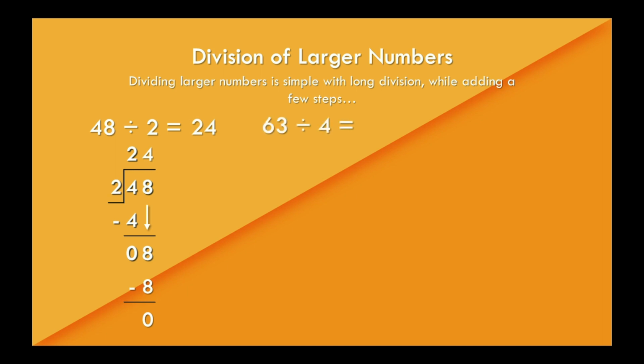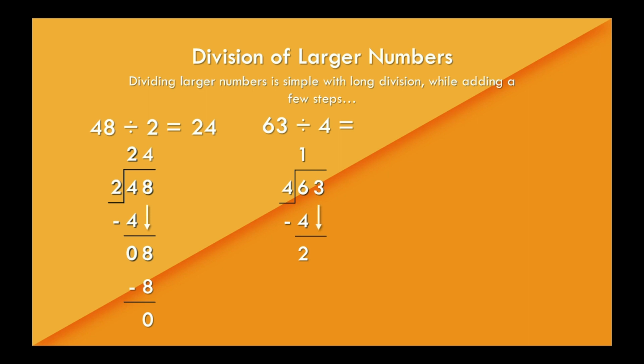63 divided by 4. We write 63 divided by 4 in the long division form as normal. 63 inside, 4 on the outside. We know this by now. We look at 6 to begin with. Now the closest to 6 we can get in the table of 4 is 4. 4 times 1 is 4. So we write 1 above and 4 below. Subtracting it gives us a remainder of 2.